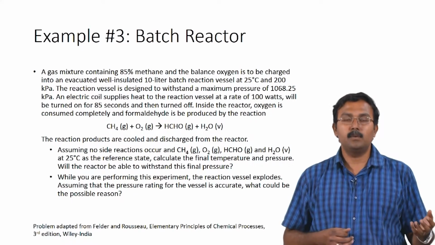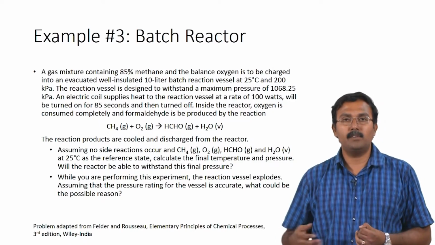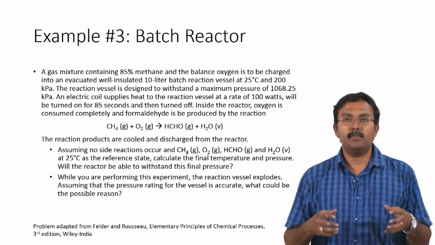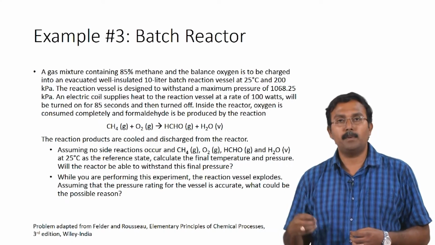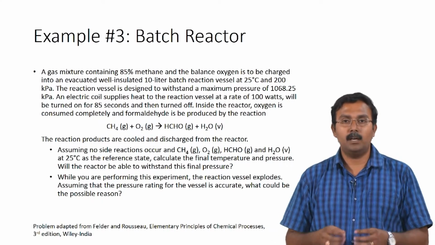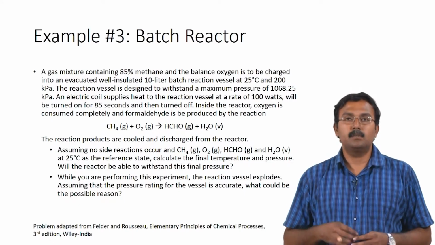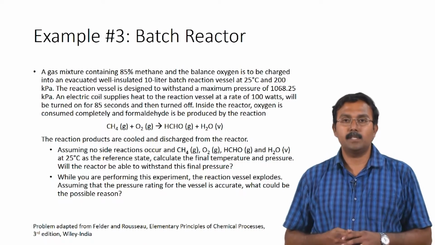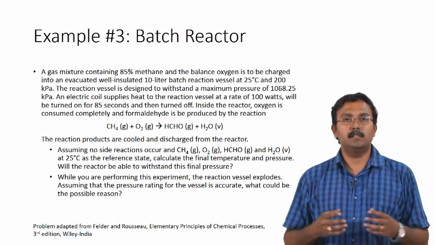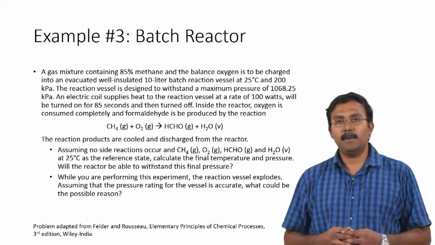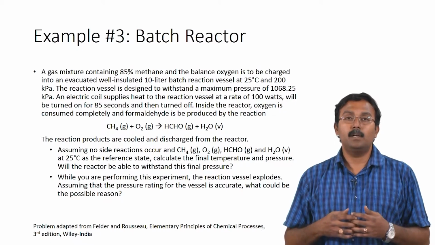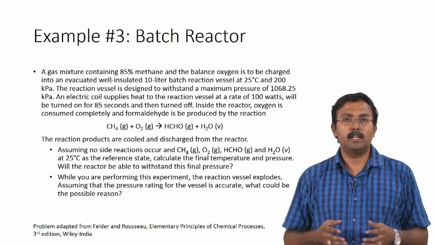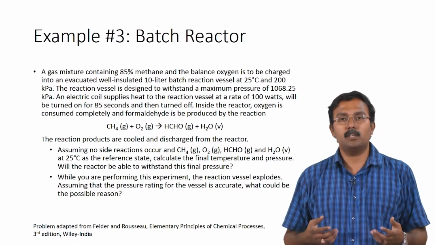The Q is given at the rate of 1000 watts for 85 seconds. So, we can calculate the total amount of heat which is supplied and, identifying the change in internal energy, we will be able to write the appropriate energy balance equation and solve it for the final temperature. From the final temperature we can also calculate the final pressure and compare it against the pressure rating which has been given, and identify whether the reactor can actually withstand it. In the second part of the problem, we have been asked what could be the reason if the reaction vessel does explode, and we will try to hypothesize a potential cause for something like that.